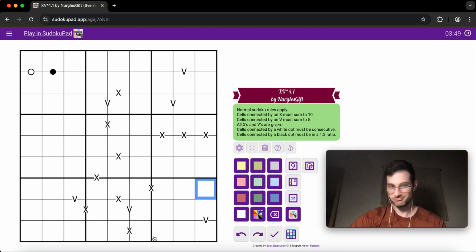One strategy for these puzzles is to look at where the 5s can and can't go. They can't go on any X or V cells. And we can see that in this 3x3 box, the only cell that is not part of an X or a V is this one. So this must be the 5. Similarly, in this column, the only cell that's not part of an X or a V is this. So this must be a 5.